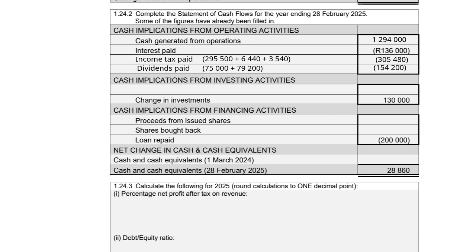So our cash implications from operating activities will be 1,294,000 minus the interest paid, minus the income tax paid, minus the dividends paid, to give you an amount of 698,320 Rand.